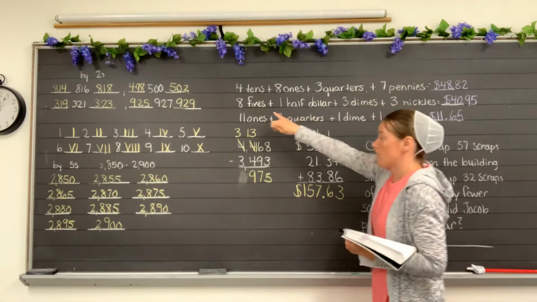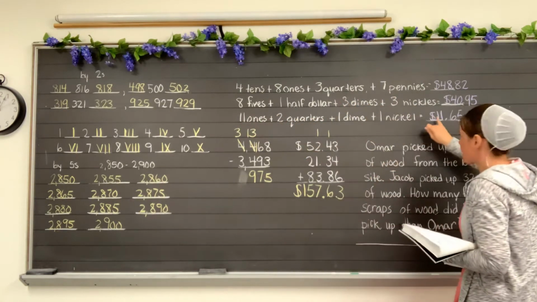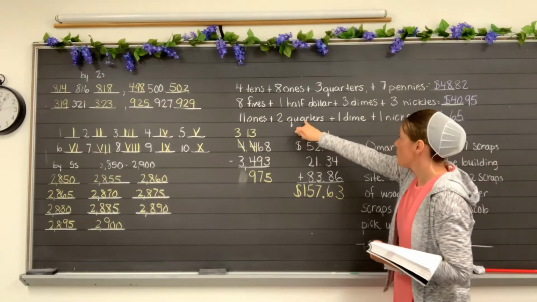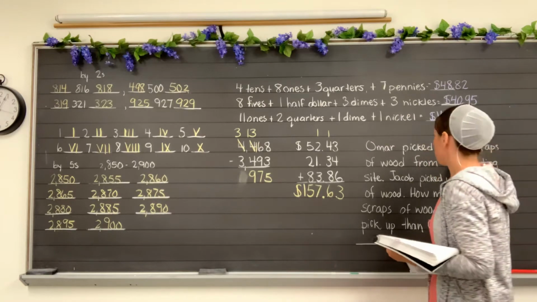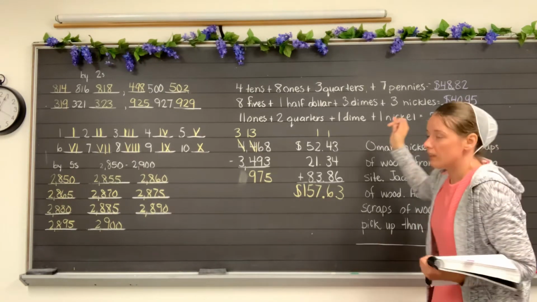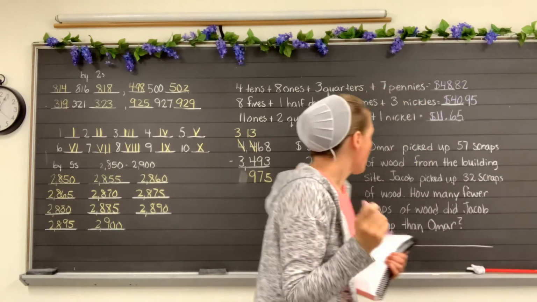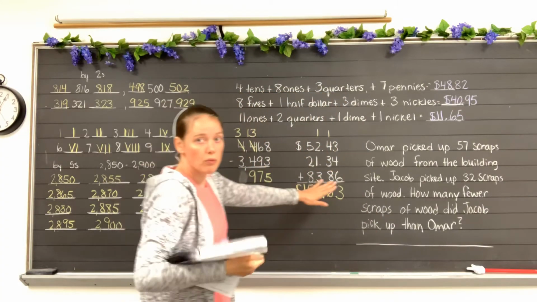And let's do this last one. 11 ones, $11. 2 quarters, 50 cents, plus 1 dime is 60, plus 1 nickel is 65. So $11.65. And now let's do your reading problem here.